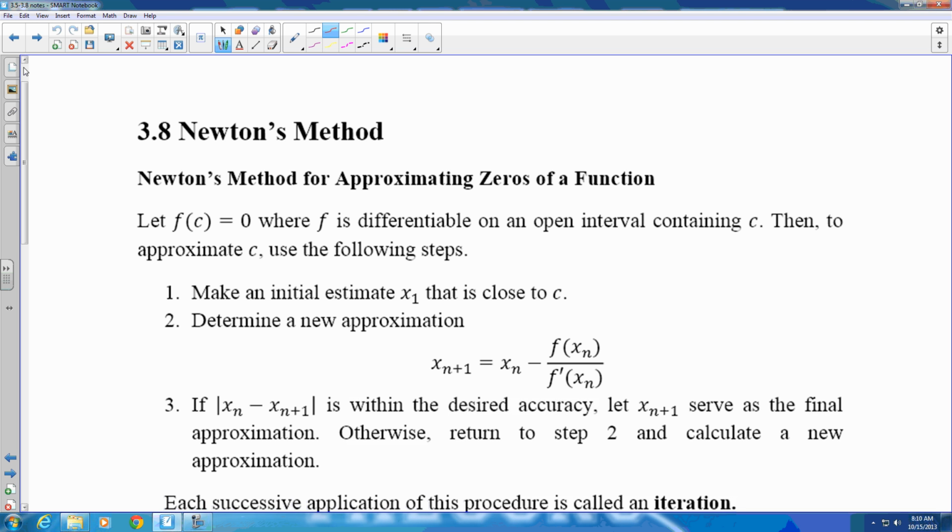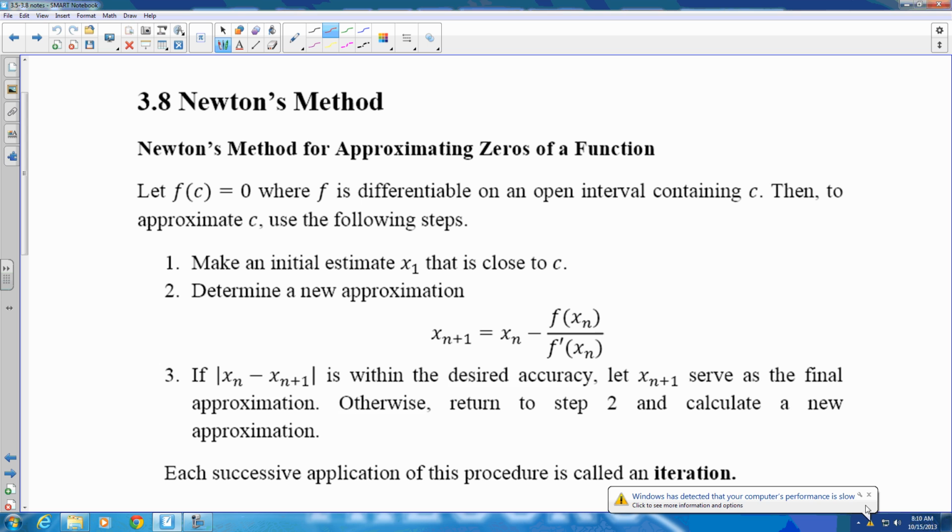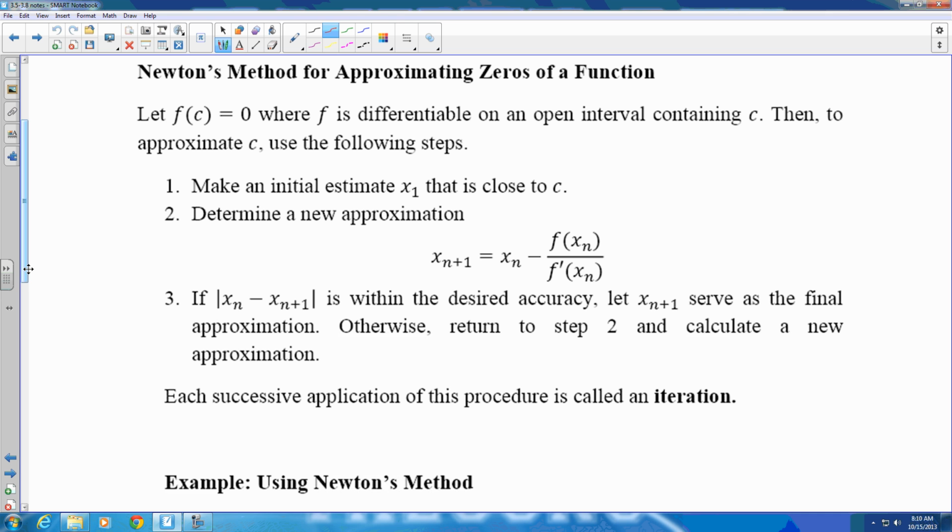The way you do that is you make an initial estimate x1 that's somewhere close to our actual zero, and then we make some new approximation. That's x of n plus 1. We use our previous guess, x of n, and we subtract off the quotient of the function value at x of n divided by f prime of x of n. If it's within our desired accuracy, let's say we're trying to go to the thousandths, within 1/1000th of the last guess, then that's our final approximation. Otherwise, we need to redo it until we get close enough. Each time we redo it, that's called an iteration.